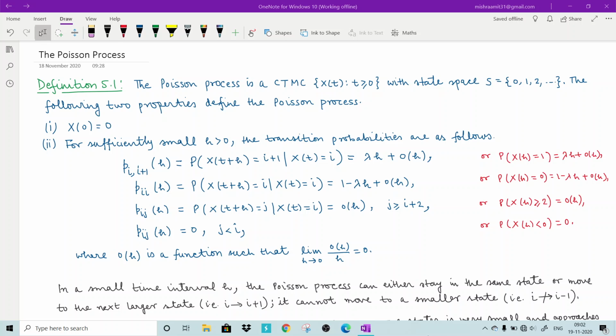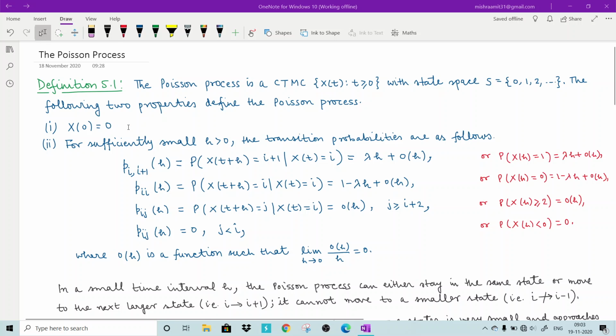Recall that in the previous lecture, we saw the definition of the Poisson process, which says that the Poisson process is a continuous time Markov chain, X(t), t greater than or equal to 0, that means the time domain is from 0 to infinity, with the state space S equal to 0, 1, 2, and so on, that means the state space is the set of non-negative integers. The following two properties define the Poisson process.